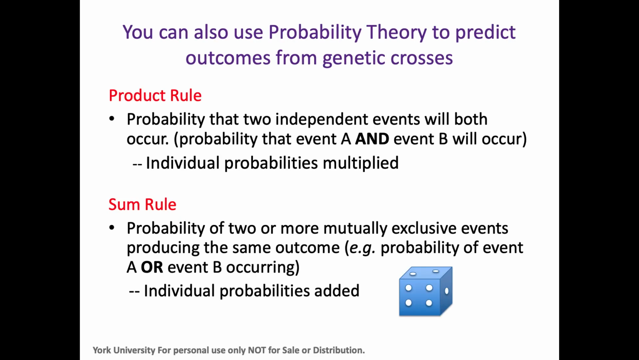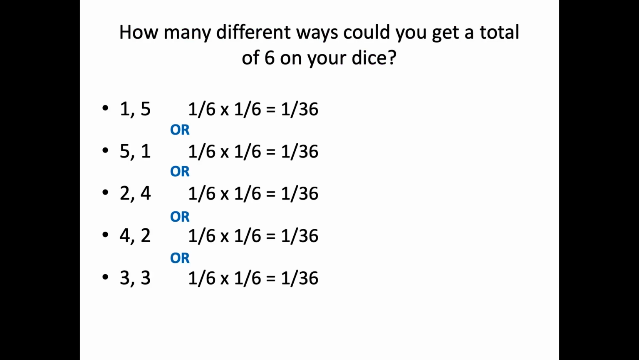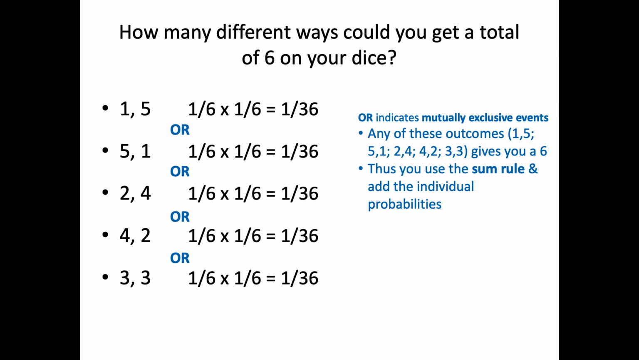You can look at these two possible rules and figure out which one you think should apply. As we're using OR, this is indicating that we're dealing with mutually exclusive events. These can't all happen at the same time if you're only rolling 2 dice. So this tells us that the sum rule is going to apply, and in order to get the probability of rolling a 6 on the 2 dice, we have to add all of these probabilities. So the probability of rolling 6 when you roll 2 dice is actually 5 out of 36.